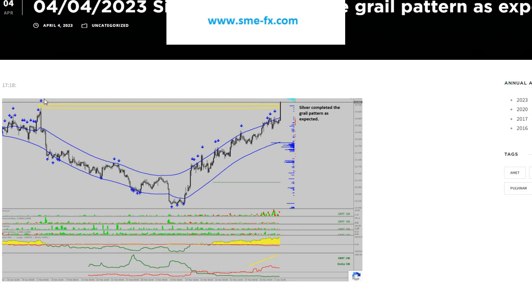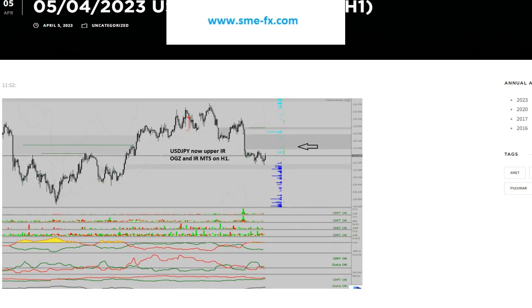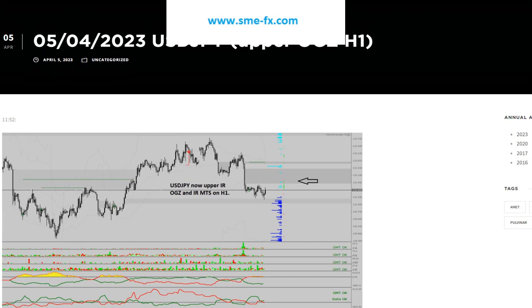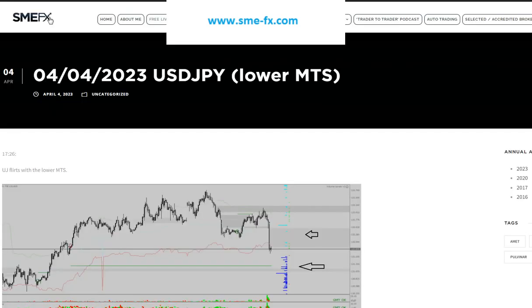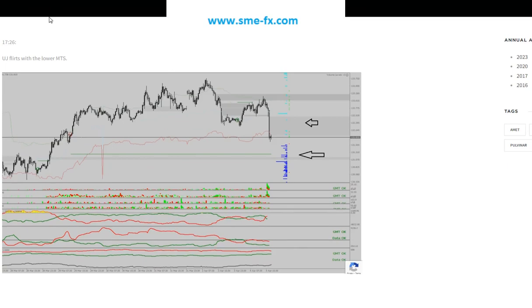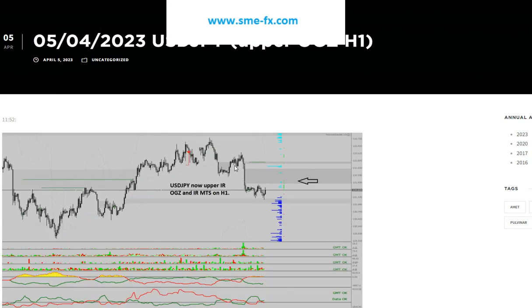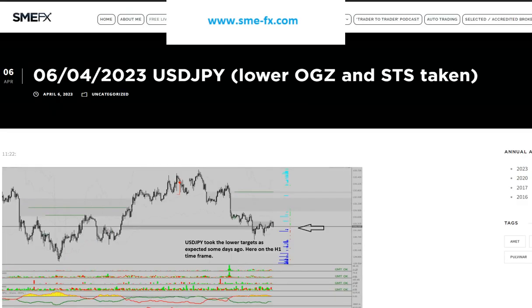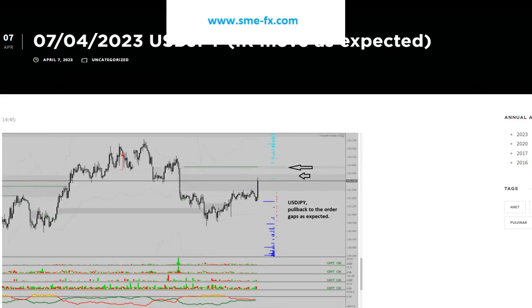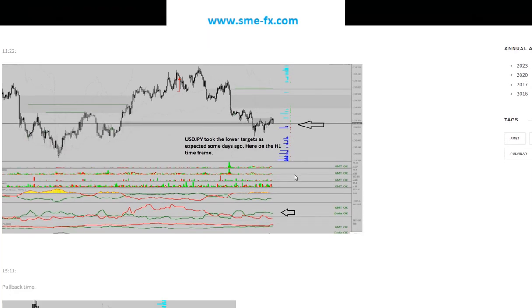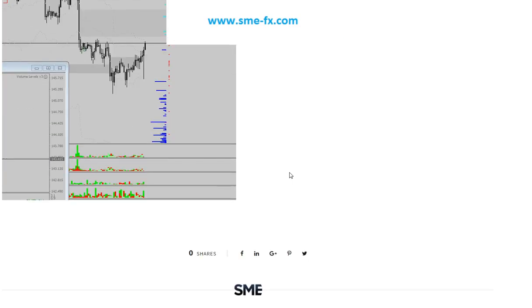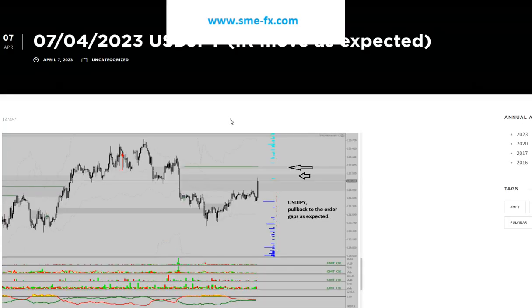This is very repetitive, ladies and gentlemen. The market causality is the closest you will ever get to a holy grail in Forex. I'm proud of that. I'm proud that I can show these things like that. Here again, we see dollar yen. We talked about that. Because at the end of the day, this is so powerful. Look at that pullback up to the upper order gaps.